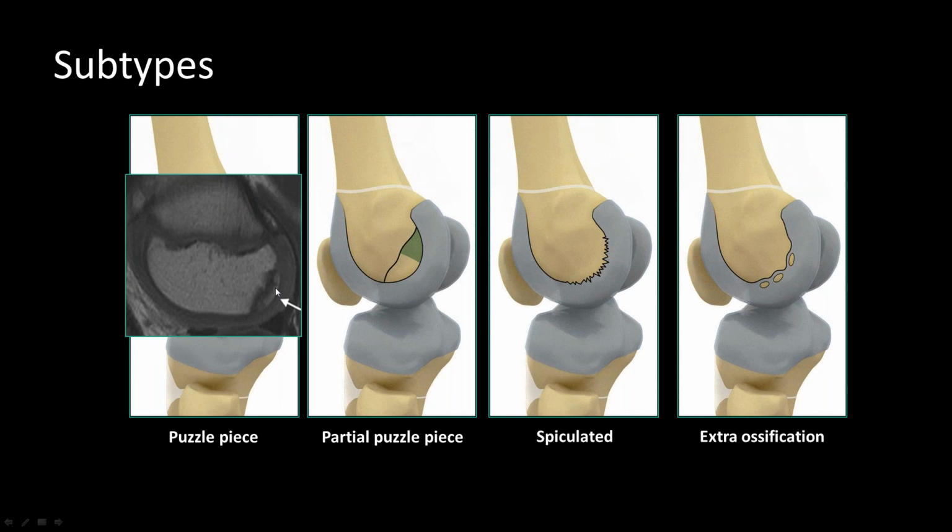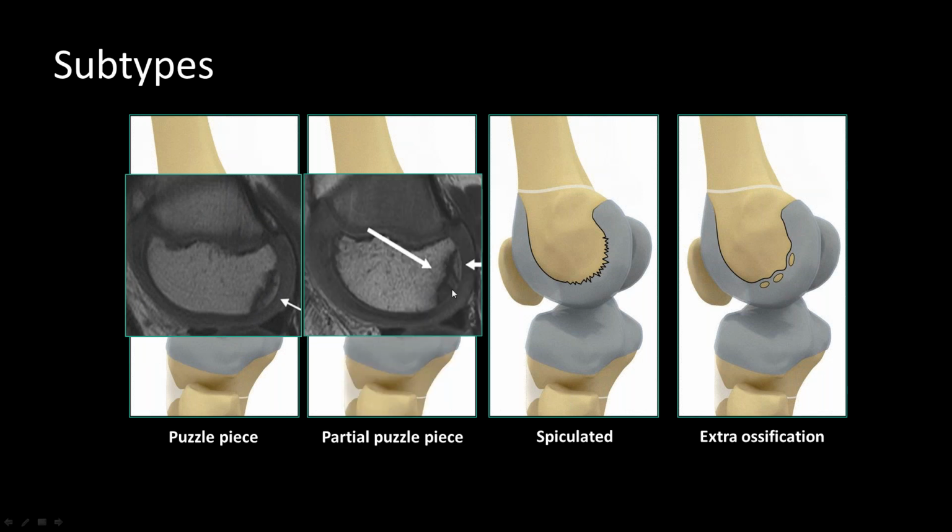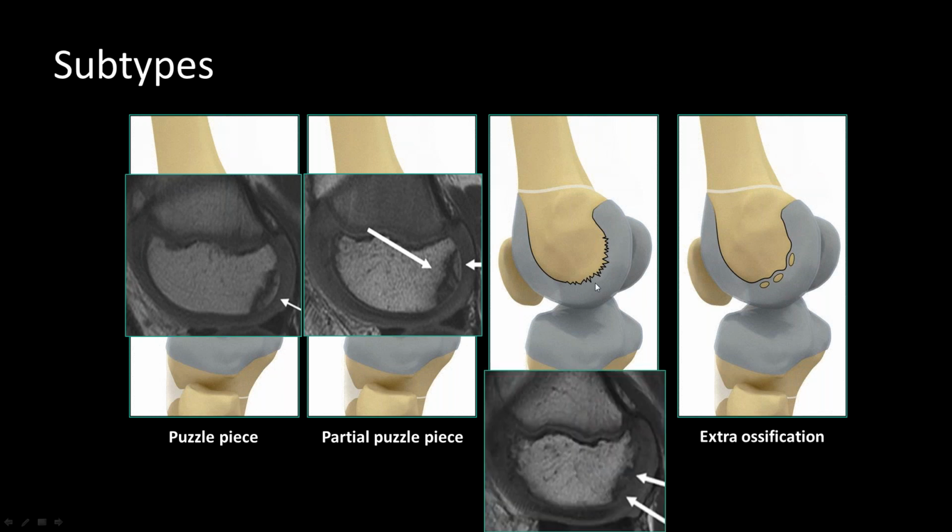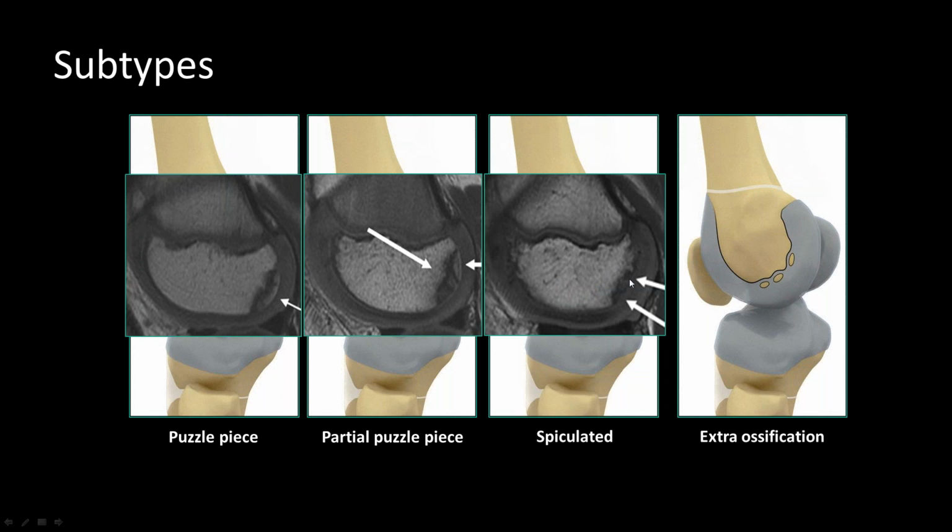The partial puzzle piece configuration is a variant where we see that the defect is only partially filled up with an already ossified center, but there is still a non-ossified component present as well. Another subtype is the spiculated subtype, where we see spiculated growth coming from the already ossified femoral epiphysis extending into the physeal cartilage. This results in an irregular delineation.